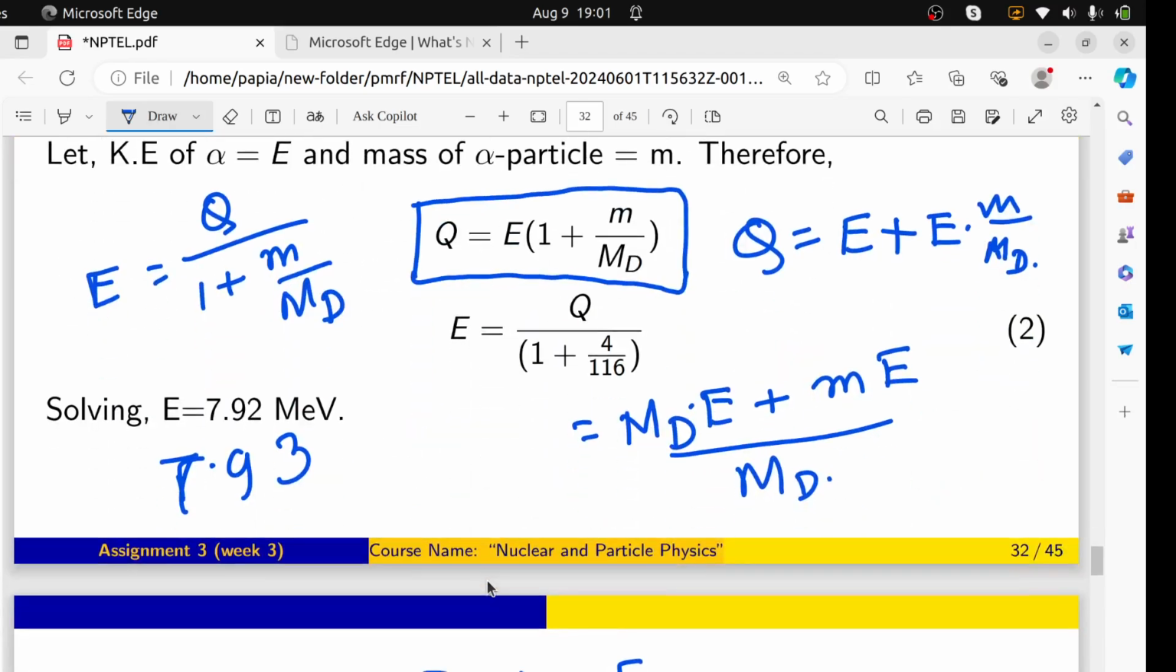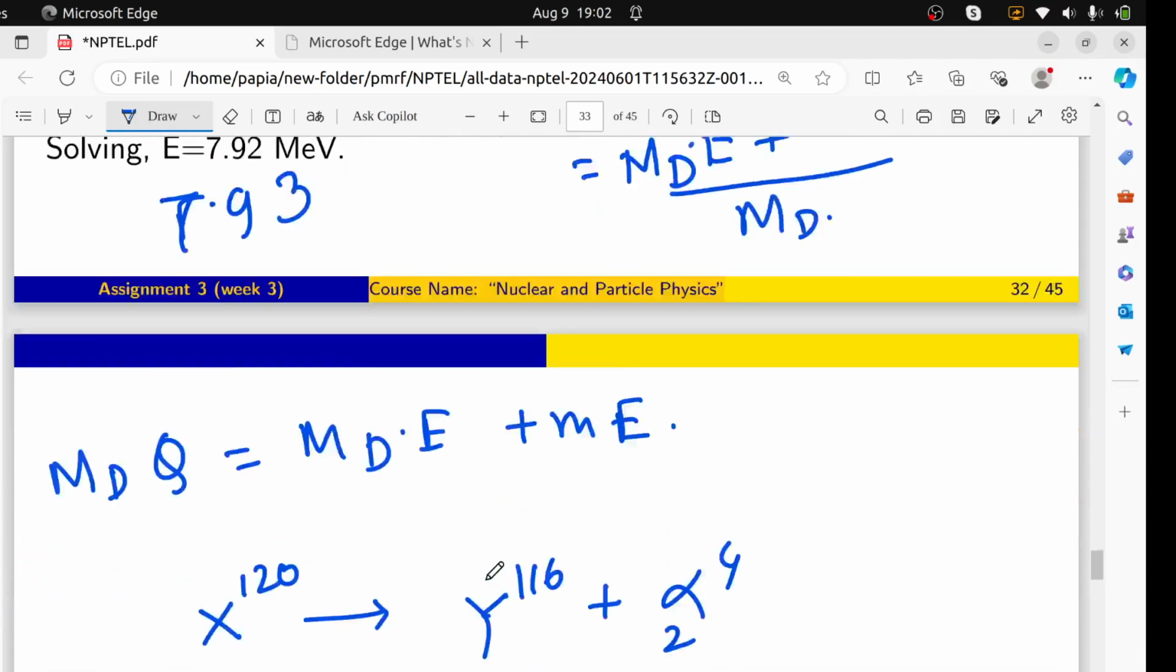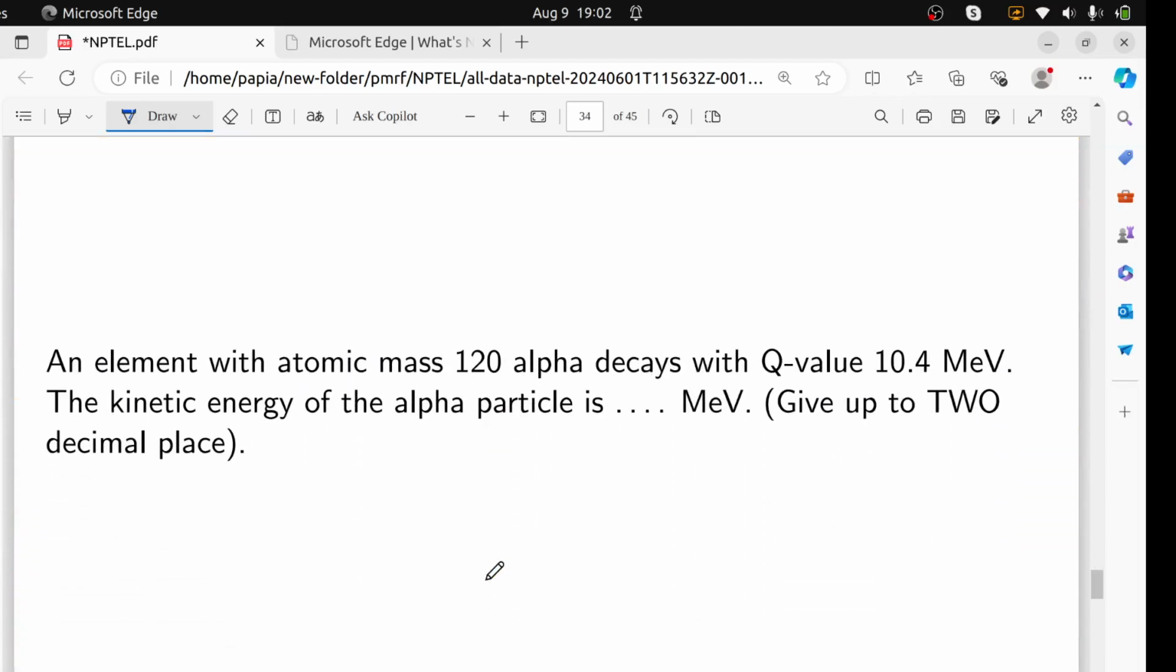So for this question, we just need to know the expression for the kinetic energy of the alpha particle and the Q value of the system. The relation is that the Q value equals the kinetic energy times (1 plus the mass of the alpha particle divided by the mass of the daughter particle). So if I know the mass of the alpha particle, the mass of the daughter particle, and also the Q value of the system, then we can find the kinetic energy of the alpha particle. Okay, fine. Now we can go to the next question.